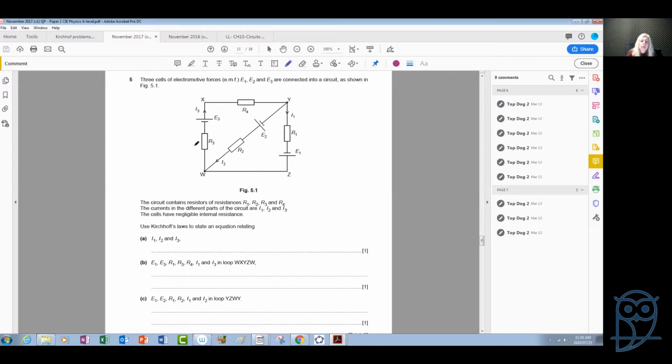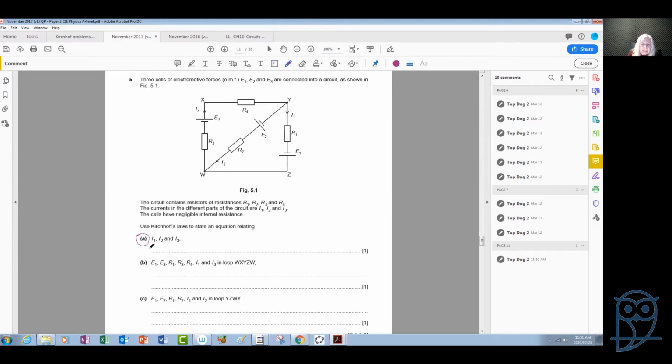Okay, so we see where the EMFs are and the directions, and use Kirchhoff's laws to state an equation relating. So they tell us actually which equations and what each must relate. So first, they want us to write an equation that relates the currents I1, I2, and I3. In other words, we have to apply the first rule of Kirchhoff, the junction rule. We can take any point where the three currents meet, like W or Y. It should be the same equation, really.